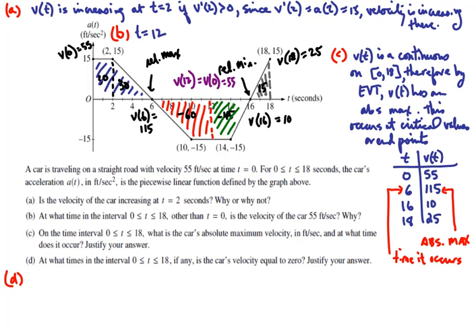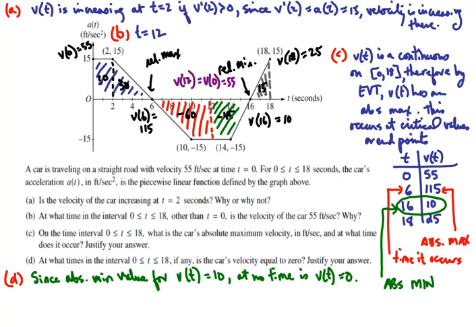Now part D asks if at any time in that interval is the velocity equal to 0. Using the same argument for absolute maximum, we can say that the minimum occurs at v of t equal to 10. That was when t is equal to 16, and since that's the minimum value, at no time will the velocity equal 0.